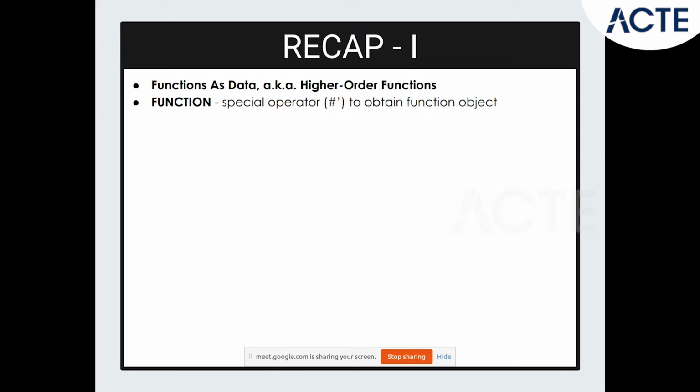Even if you name a function, you can get back the function object and pass it around as data. The function operator is a special operator that allows you to extract the function object from the name. Internally, Lisp stores a function as a function object when you define it, and that object is returned when you call function. This is a special operator.